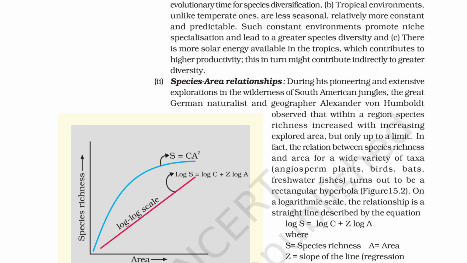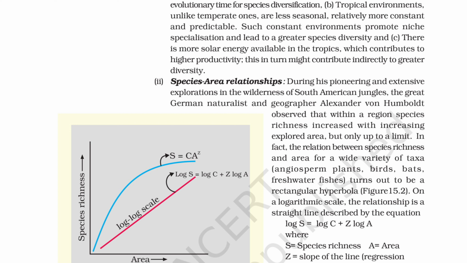2. Species-area relationships. During his pioneering and extensive explorations in the wilderness of South American jungles, the great German naturalist and geographer Alexander von Humboldt observed that within a region species richness increased with increasing explored area, but only up to a limit. In fact, the relation between species richness and area for a wide variety of taxa, angiosperm plants, birds, bats, freshwater fishes turns out to be a rectangular hyperbola.